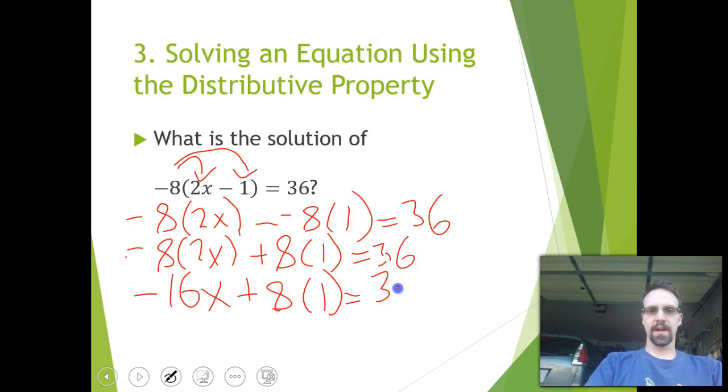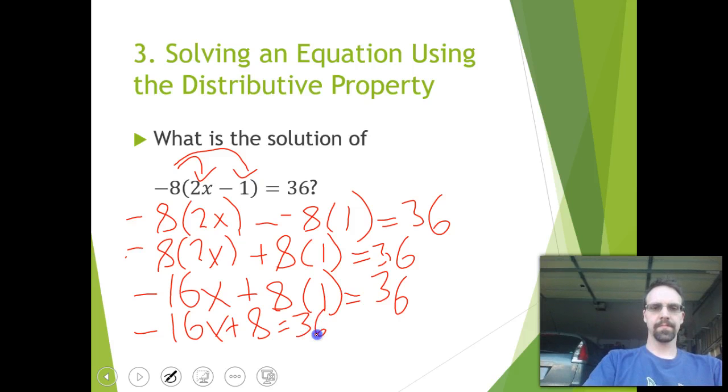So I have negative 16x plus 8 times 1 equals 36. So now I multiply 8 times 1. 8 times 1 is 8, so I have negative 16x plus 8 equals 36. So now I need to go ahead and subtract 8 from both sides.